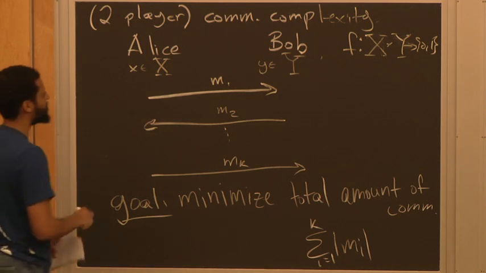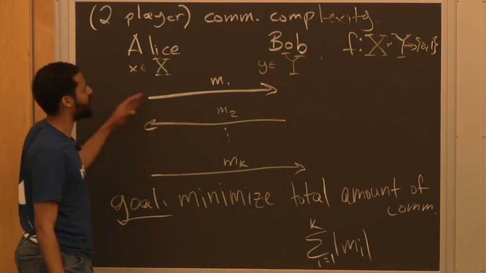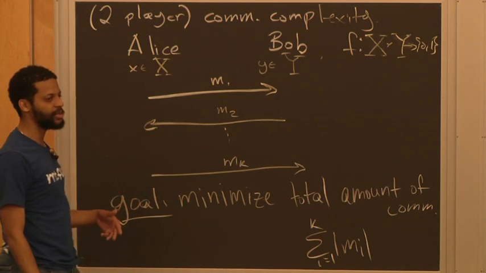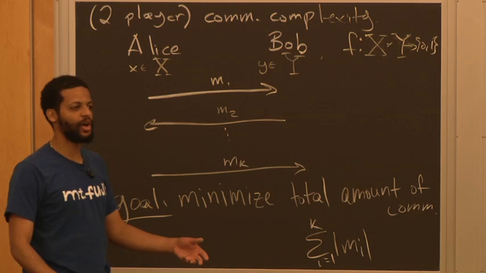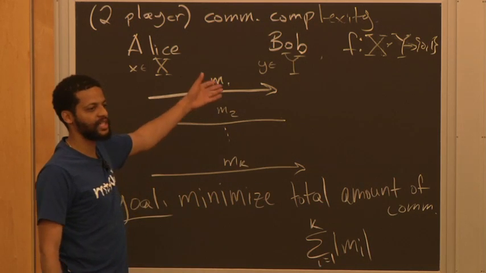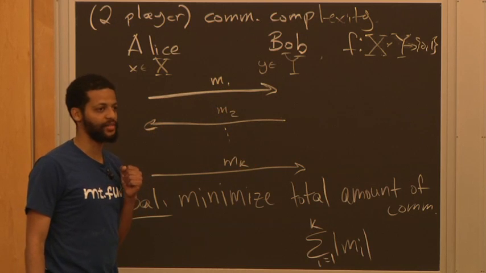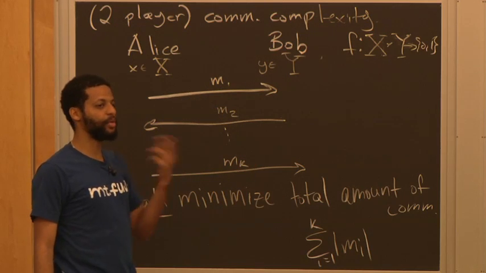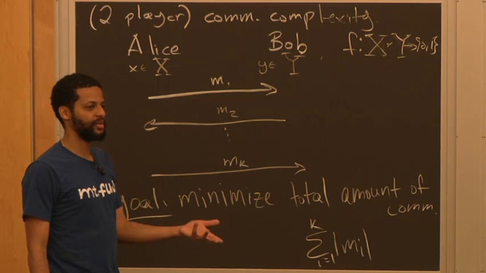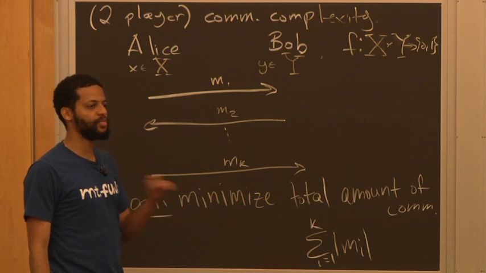So there's always some trivial protocol. Okay, so we're going to talk about communication protocols. A communication protocol is some way of conversing that Alice and Bob agree on ahead of time. So Alice and Bob both know f, right? They both know what they want to be able to compute. They just don't know the other person's private input.